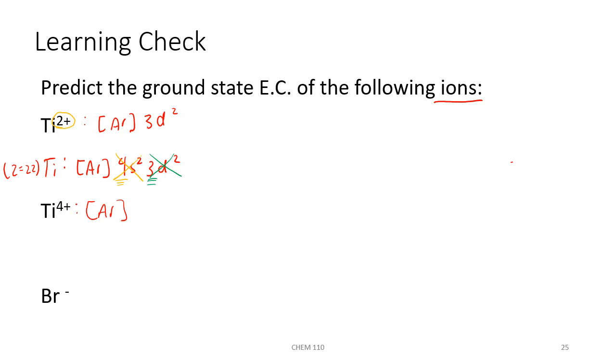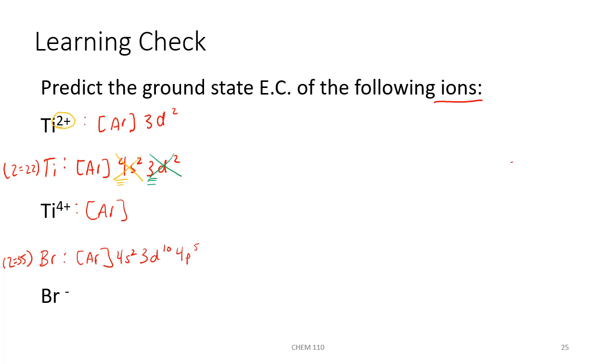And we have, for our last example, the bromide anion. So our configuration for neutral bromine, atomic number 35, so Z is equal to 35. Our previous noble gas is argon as well. And after that, we're going to have 4s2, 3d10, and then 4p5.